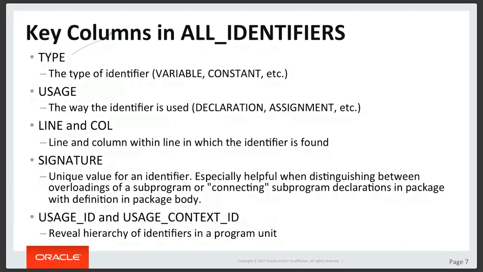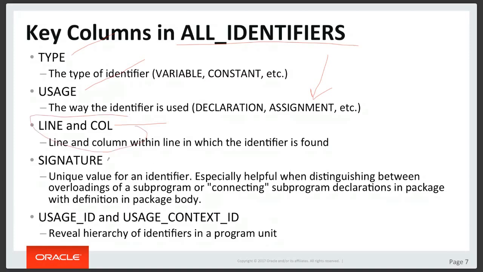First of all, the type of the identifier. Is it a variable, a constant, a procedure, a function, etc.? What is the type of usage? So is this the definition of the package? Is this the declaration of a variable? Is it where there's assignment? Is it a reference to an exception, and so on? The line and column in your code in which the identifier is found, but not the text. So commonly you will join all identifiers to all source to get the actual text based on this other information.